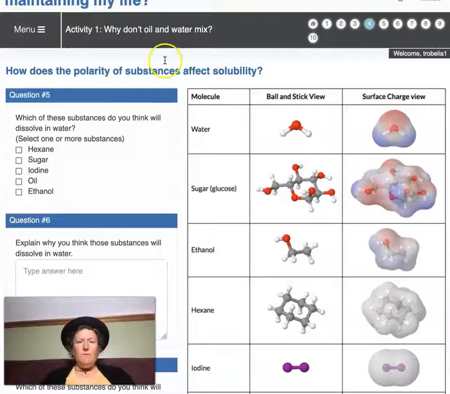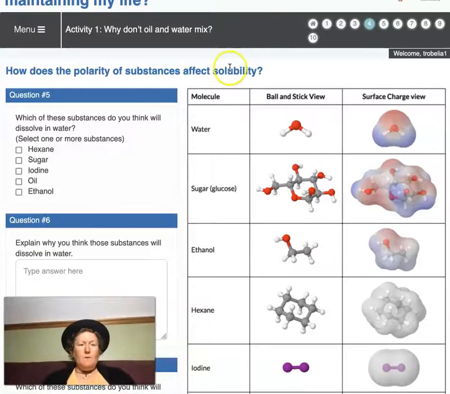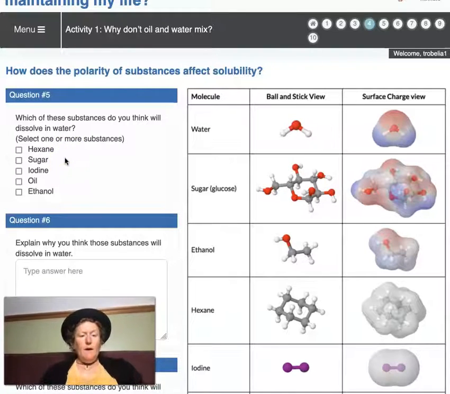This next page we're focusing on in this particular part is how does the polarity of substances affect their solubility? So what dissolves in water and what doesn't? So question 5 is, which of these substances do you think will dissolve in water? And you can use your personal life experience to figure out what things you know dissolve in water.